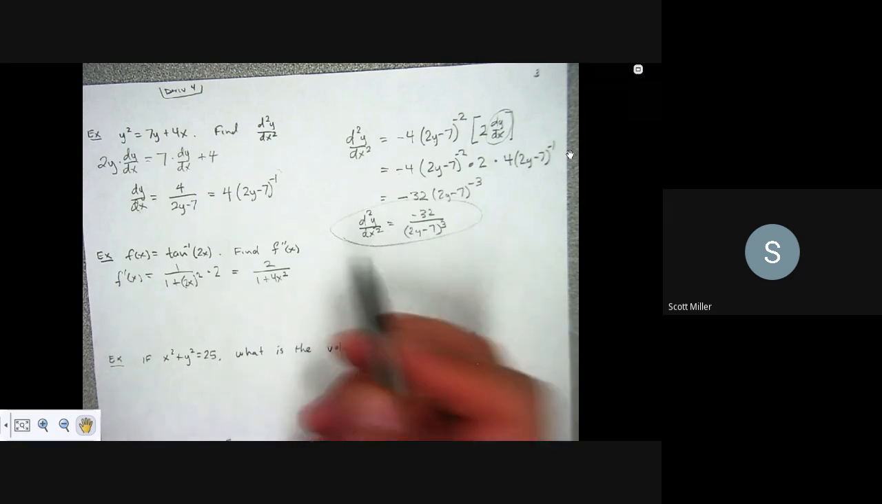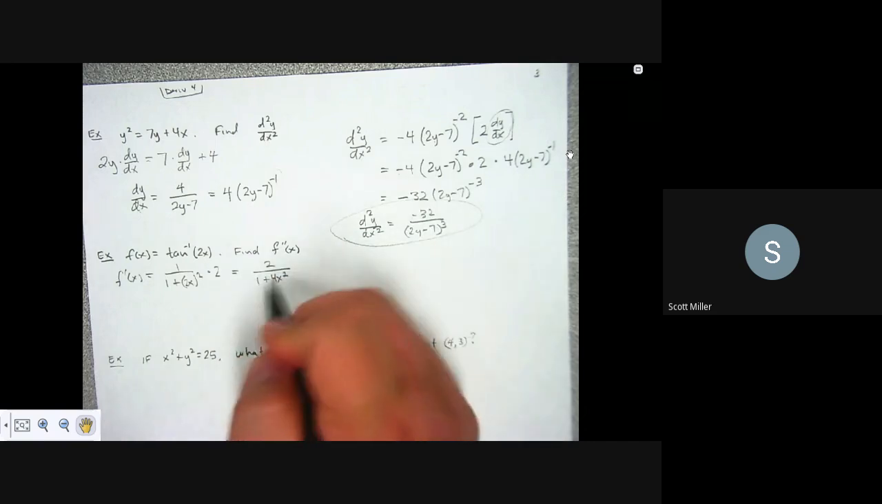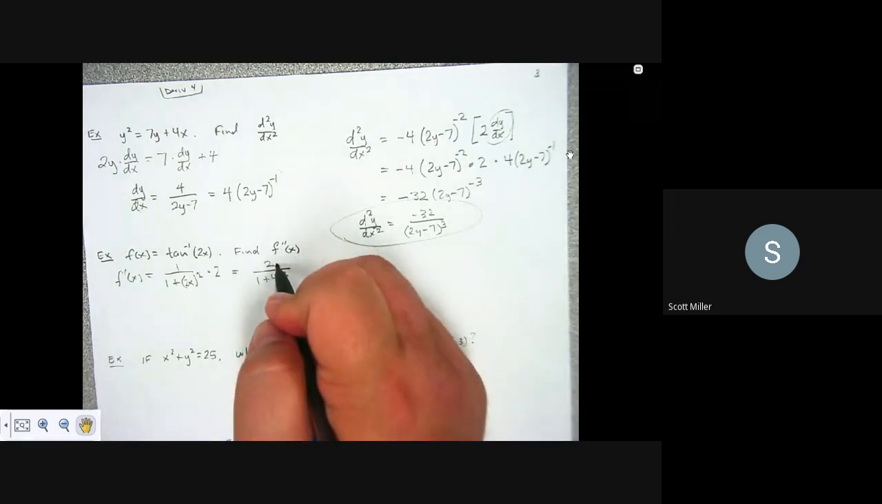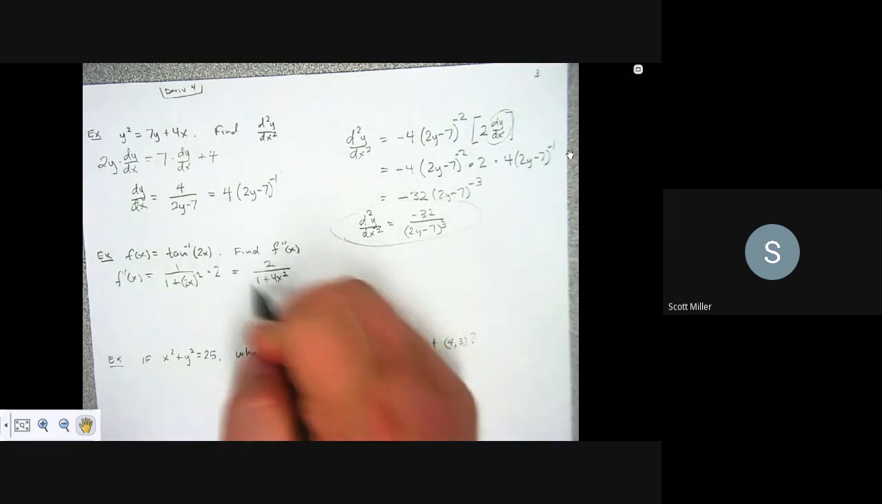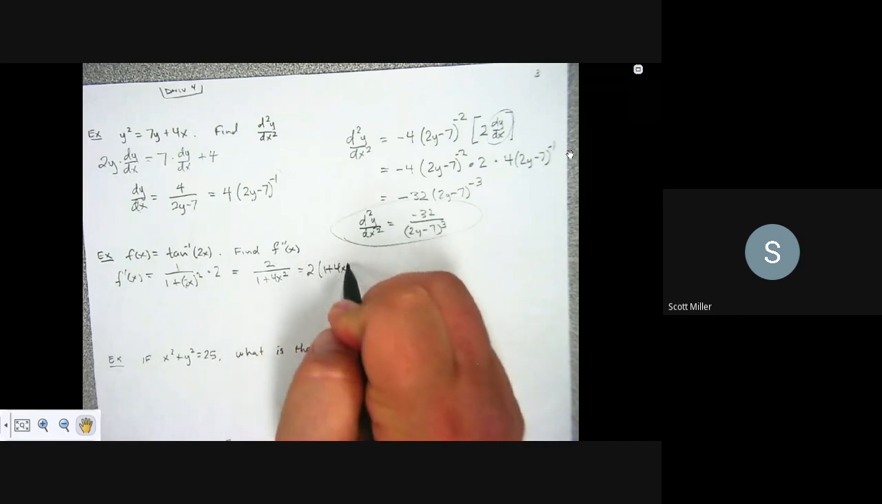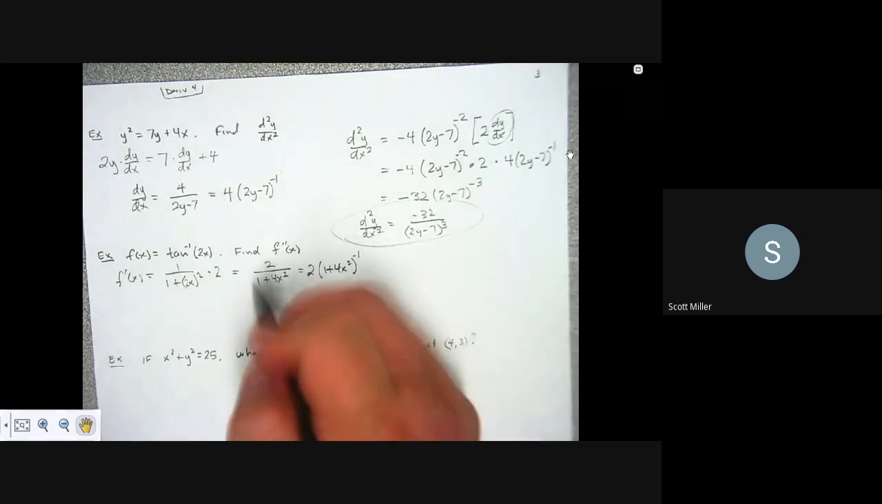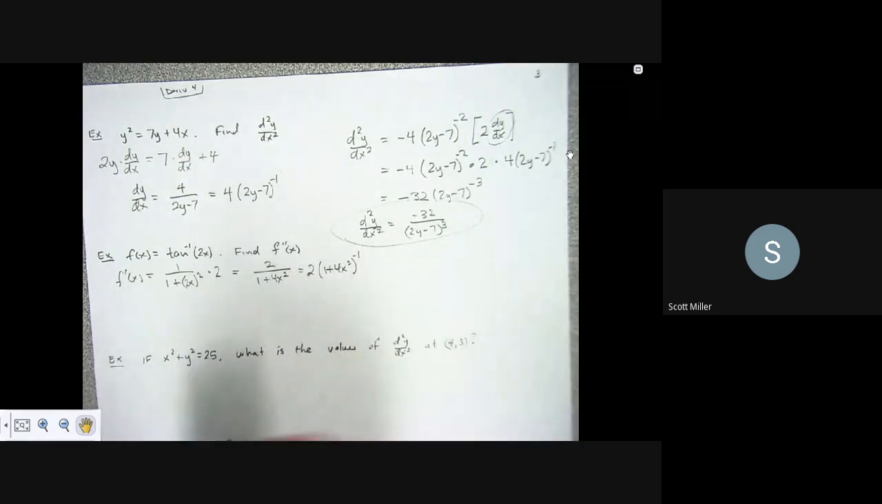Okay, so now I can come over here. I can look at this differently. I can say, okay, I don't want to do the quotient rule because this is a single number on top, a constant. I can just bring this up on top, and now I have 2 times 1 plus 4x squared to the negative 1. Again, you don't have to. You can do the quotient rule. If you bring it up, you can do the product rule.